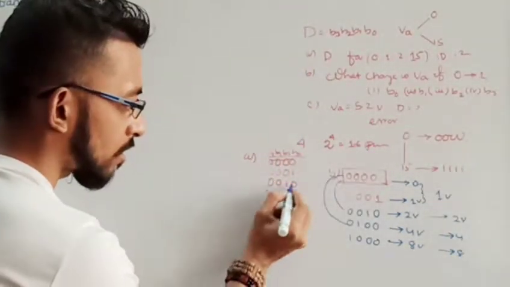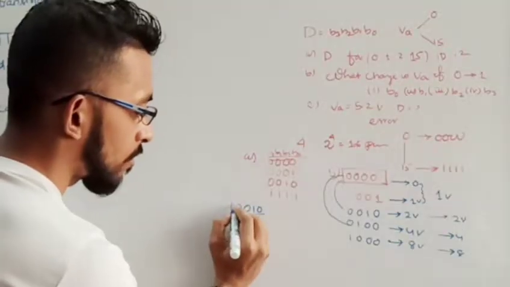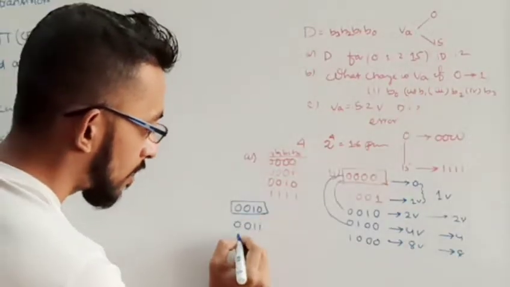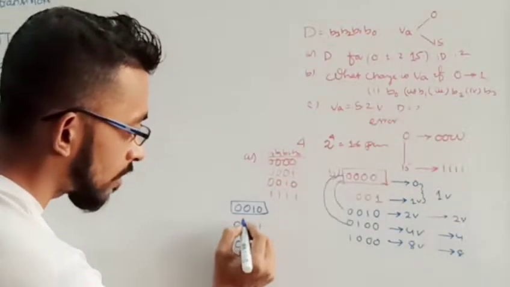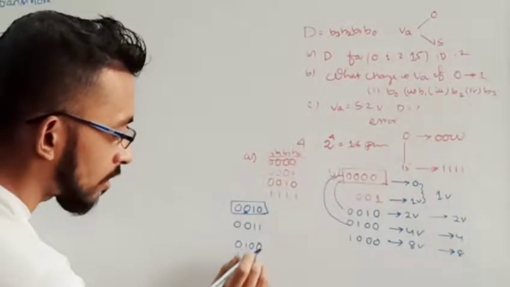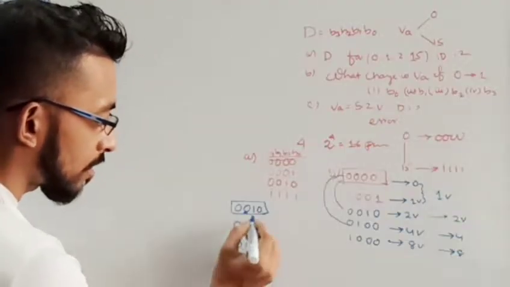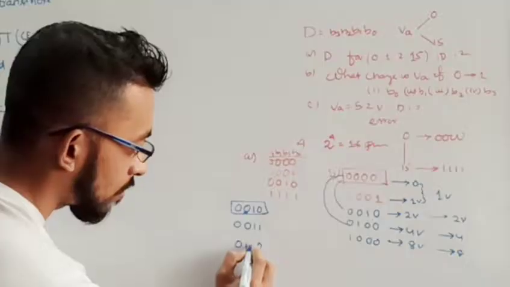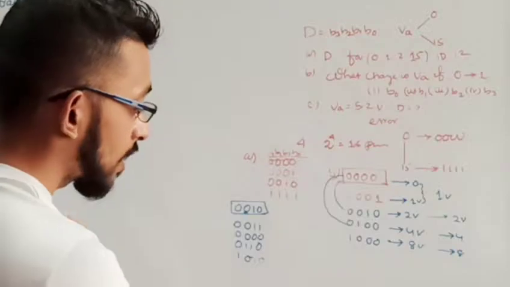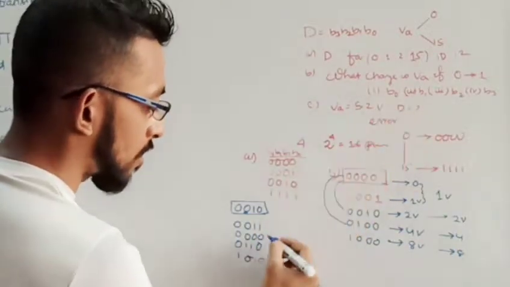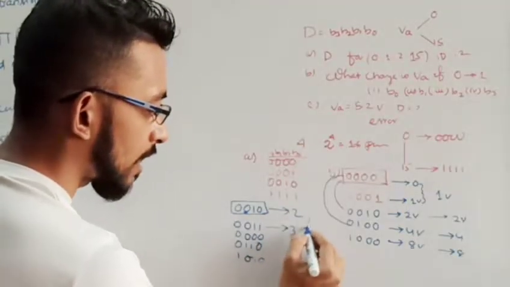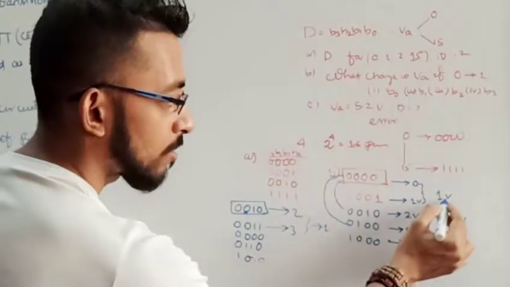If I take this 0 0 1 0 as the reference value, and I change B0, this is nothing but this value, and if I change B1, then B2, this is 0 1 0 0. If I change B3, 1 0 1 0. Okay, so I am changing B0. This value is nothing but 3, this value is nothing but 2. So what is the change? There is a change of 1 volt. For the first case, this is a change of 1 volt.